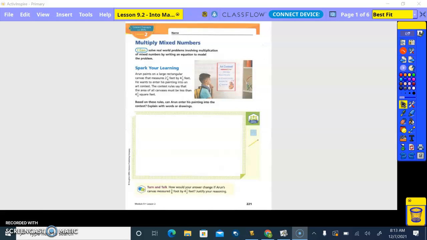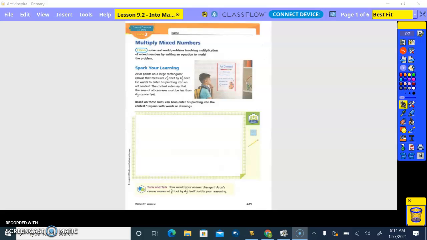Multiply mixed numbers. I can solve real-world problems involving multiplication of mixed numbers by writing an equation to model the problem. And this is 5th grade into math lesson 9.2. Spark your learning. Aaron paints on a large rectangular canvas that measures 2 1/4 feet by 4 1/3 feet.